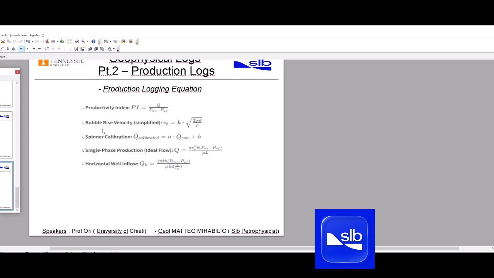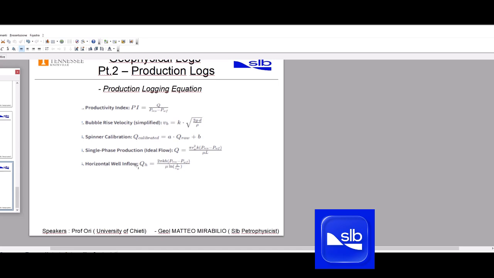We have also other parameters established by production log equations, like bubble rise velocity, simplified. Spinner calibration, Q calibrated in this way, and also single phase production ideal. And we have another equation, the most important equation when we make a geosteering project, to capture along a single layer the inflow of the horizontal well, is that and is that.